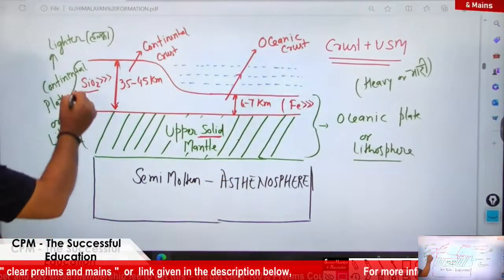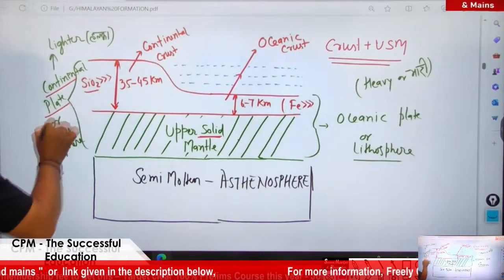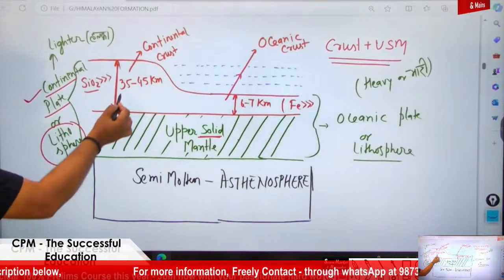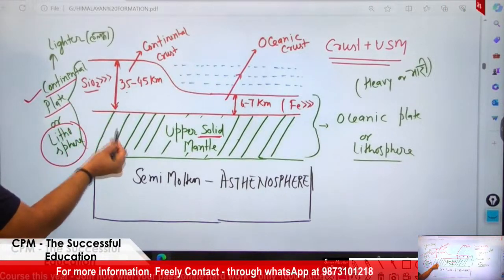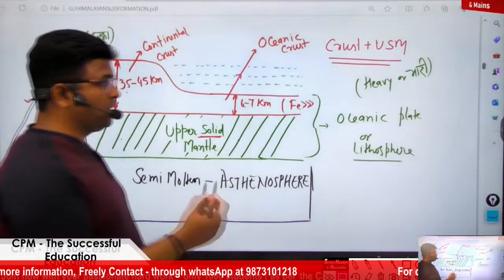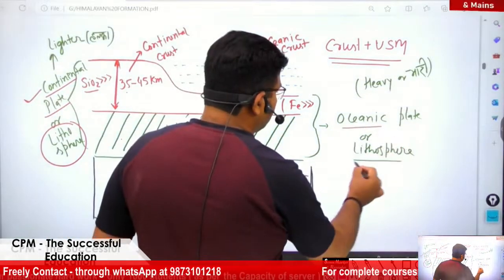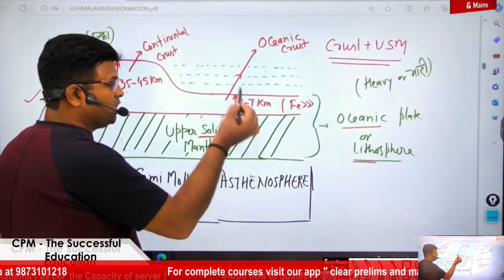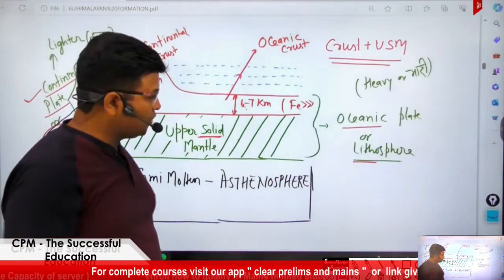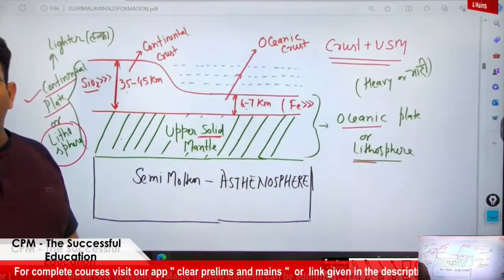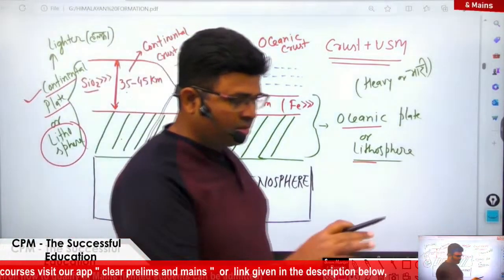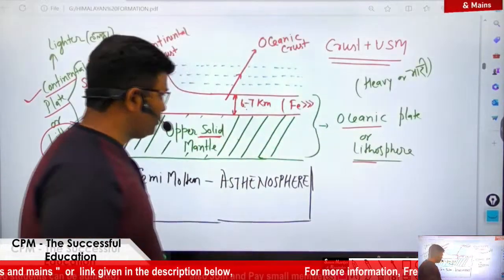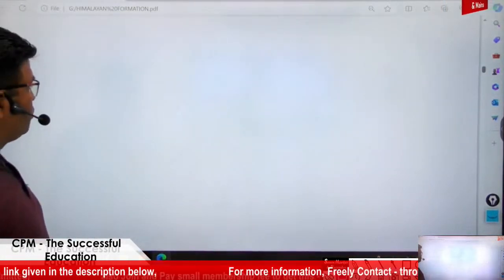And now we'll have to see what is continental plate. If somebody is asking what is continental plate or continental lithosphere, you can say that it is made up of continental crust and upper solid mantle. If somebody is asking what is oceanic plate, you can say oceanic plate or oceanic lithosphere is made up of oceanic crust plus upper solid mantle, and they are floating over semi-molten asthenosphere, like a ship floating in the sea. Similarly, it is also floating. And here let us see what is happening.